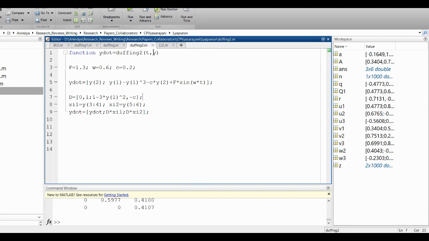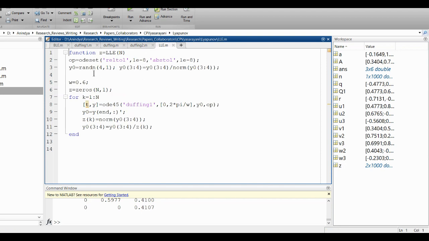But now I actually have a 6-dimensional state vector. So I have, 3 and 4 elements are the xi1, and 5 and 6 elements are the xi2. Each one just gets multiplied by the Jacobian matrix. The perpendicularness or orthonormality between xi1 and xi2 are going to be maintained separately. Okay, so that's Duffing 2.